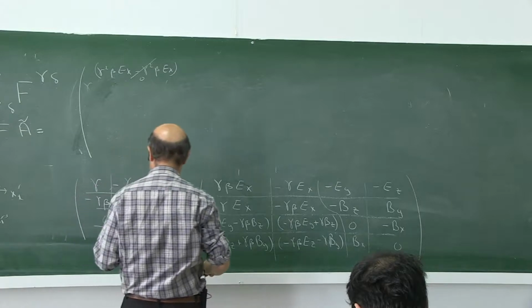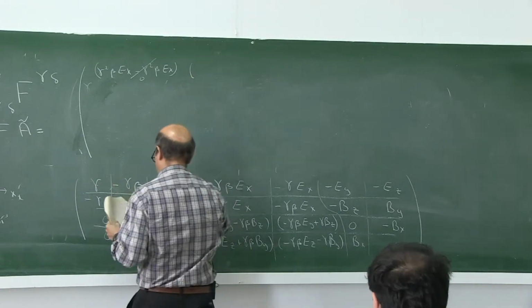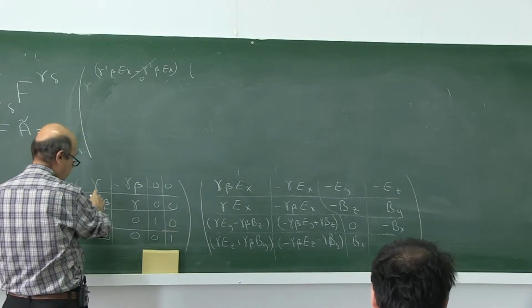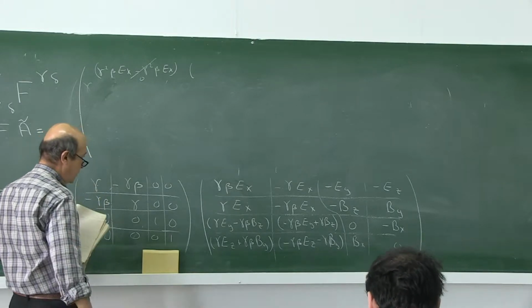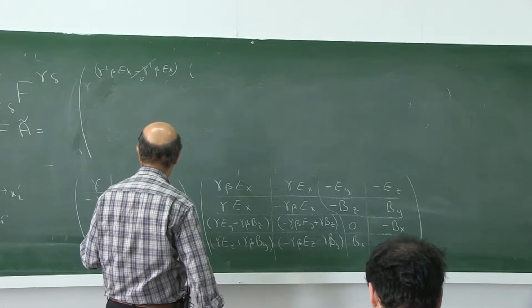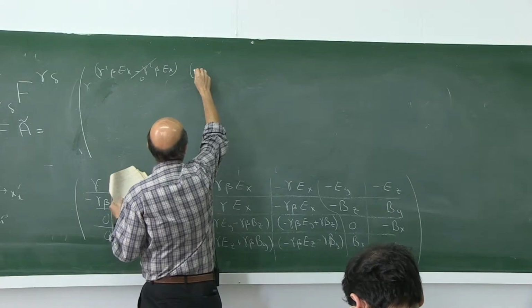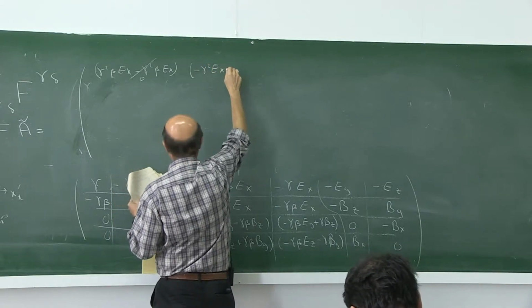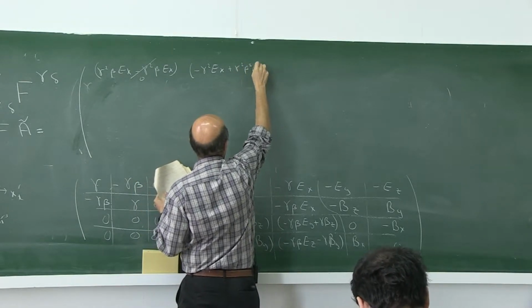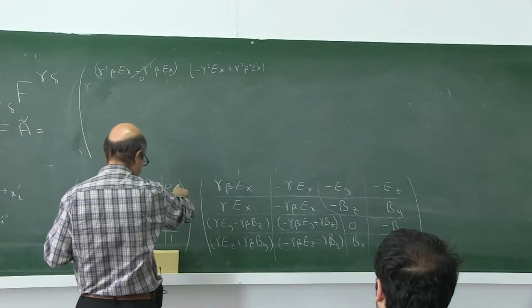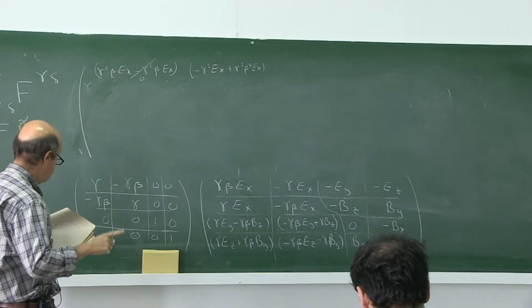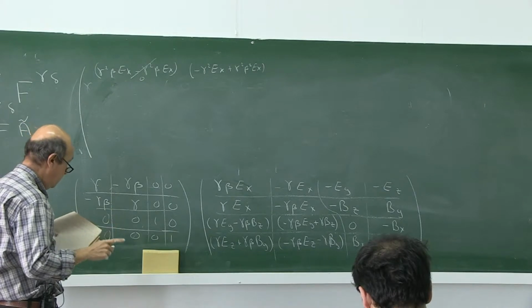And let us look at the other term, first row and second column. What are you going to obtain? Minus gamma square Ex plus gamma square beta square Ex. So that term will be minus gamma square Ex plus gamma square beta square Ex.